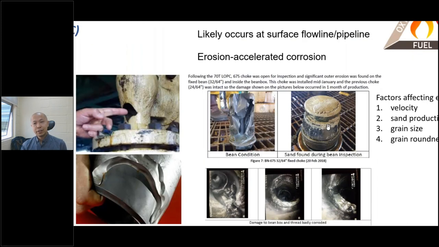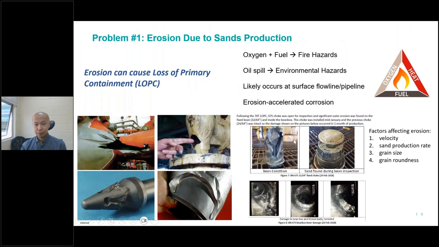So there are a few factors that affect the erosion. First, definitely is velocity. Second is the sand production rate. The grain size of the sand itself, and the roundness, how round the sand is, will affect how bad the erosion rate will be. So that's the first problem.